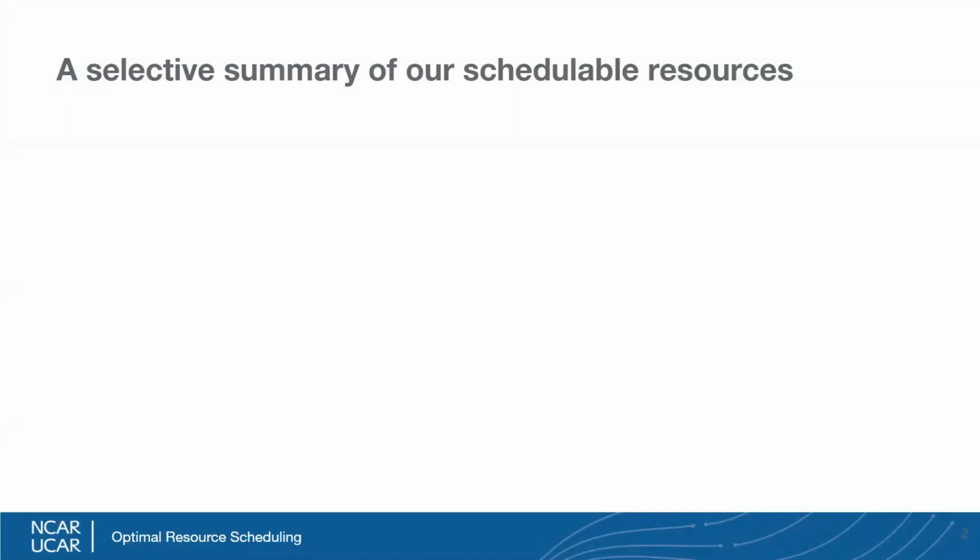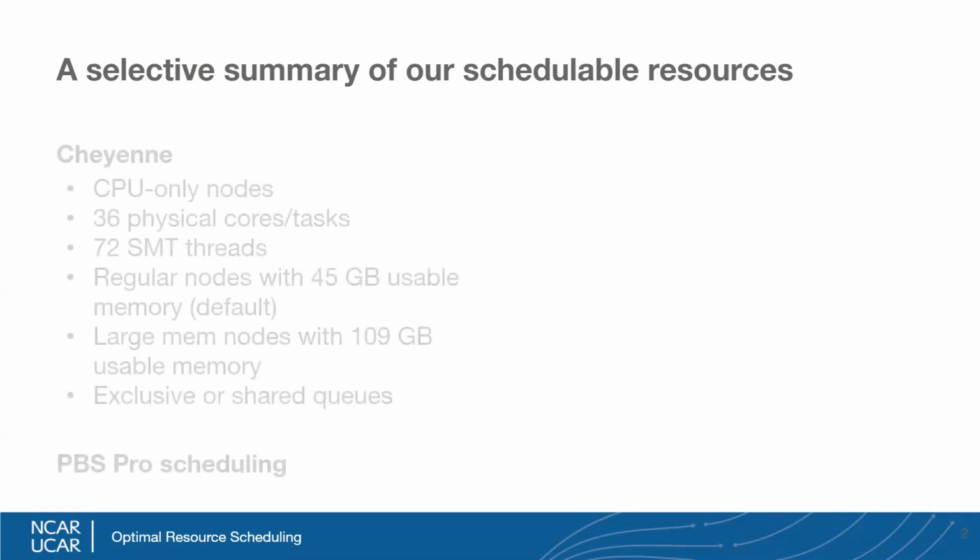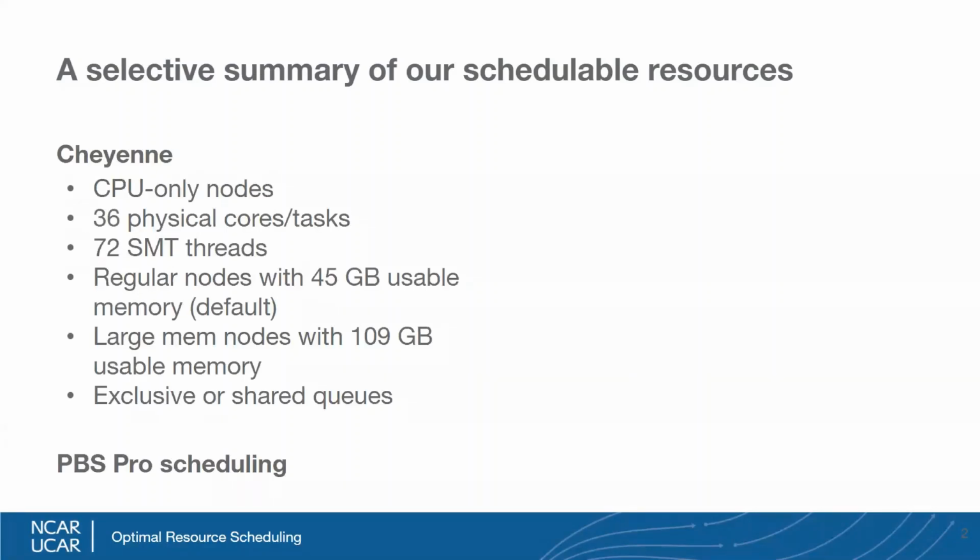So let me do a summary of the schedulable resources that we have on our systems. This should be information that's familiar to most people, but I just want to make sure we're all on the same page. On Cheyenne, it is a very homogeneous system in terms of the resources available. So there are only CPU nodes.